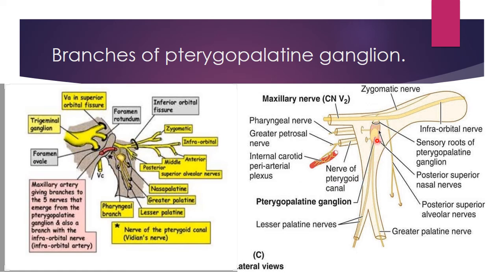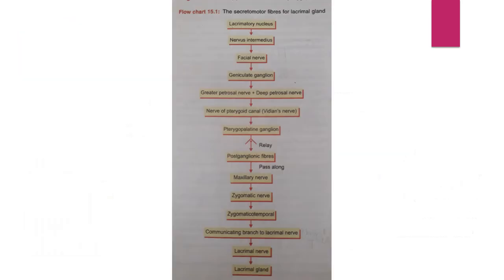In this diagram, a simple version again, the branches of the pterygopalatine ganglion. This is a flow chart for the secretomotor fibers to the lacrimal gland and how they start at the lacrimatory nucleus and ultimately reach the lacrimal gland.